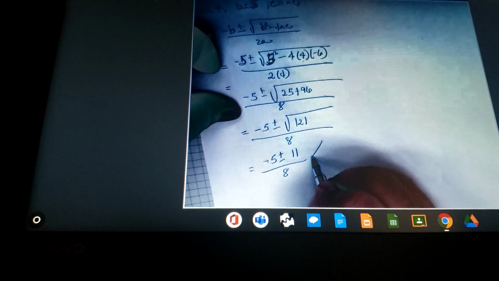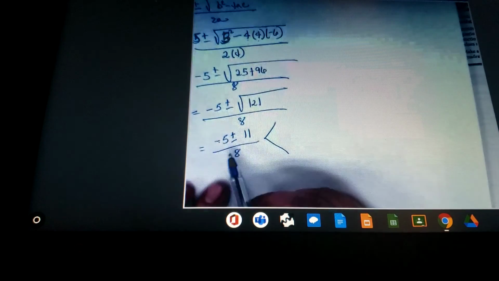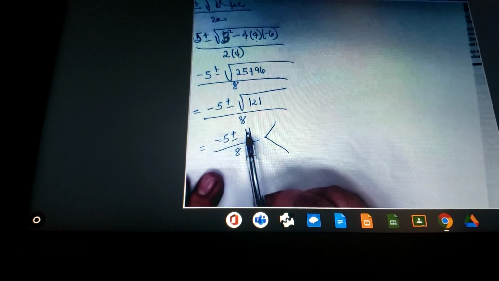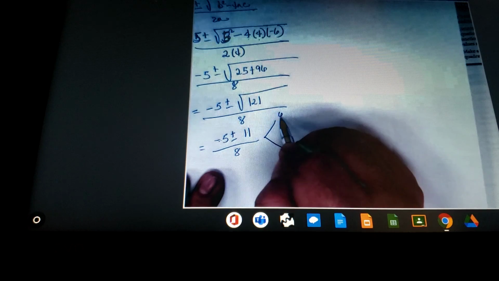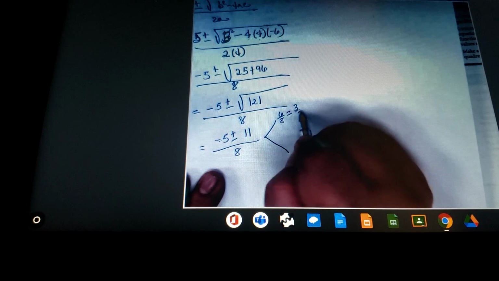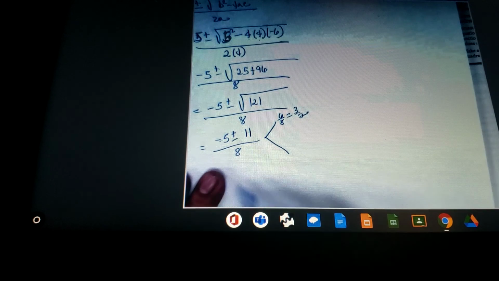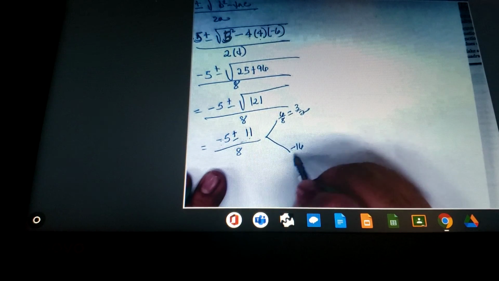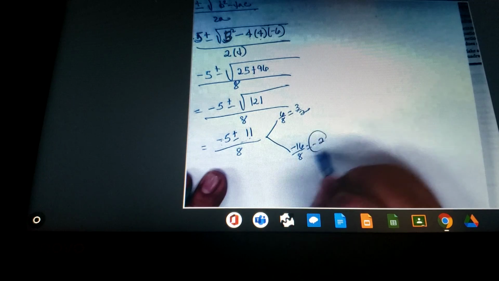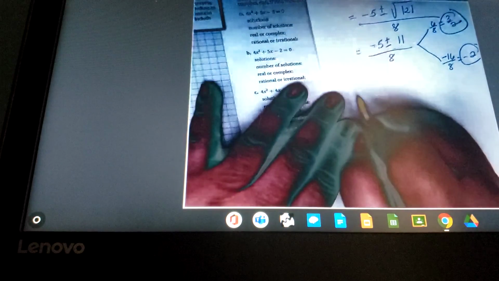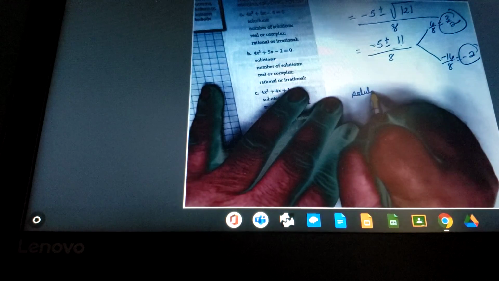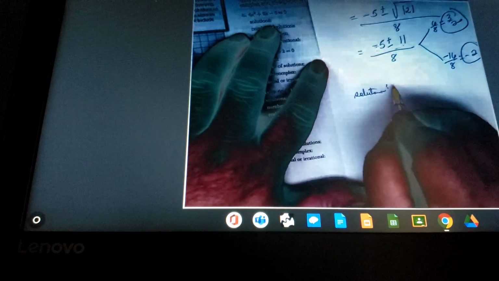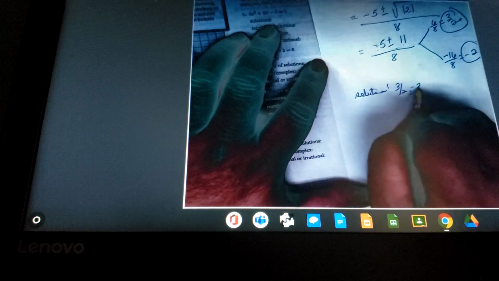So we have to answer. Negative 5 plus 11 is 6 over 8 or 3 over 2. Negative 5 minus 11 is negative 16 over 8, which is equal to negative 2. So we have two solutions. So therefore, the solutions, if we're going to answer this, are 3 over 2 and negative 2.